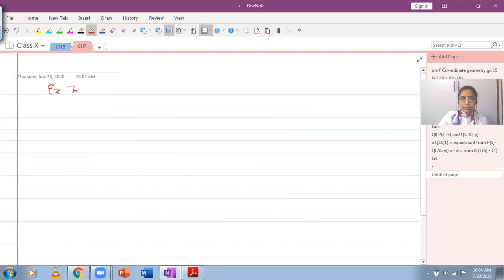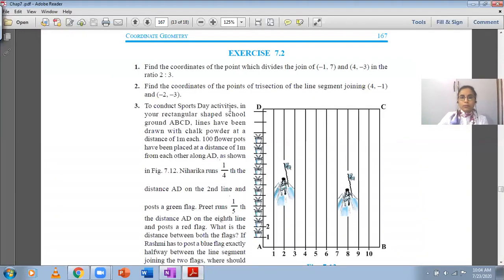So we have exercise 7.2, which requires the application of this formula. It's on page number 167. And this is what we have. First question. Find the coordinates of the point which divides the join of these two in the ratio 2:3. So join means a line segment which joins these two. So if this is A and this point is B, it would mean the line segment AB.